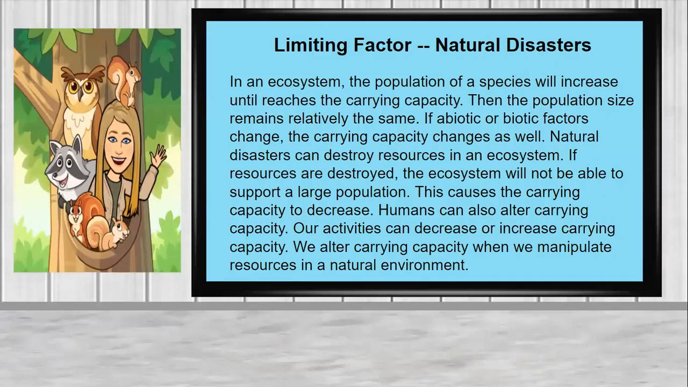In an ecosystem, the population of a species will increase until it reaches the carrying capacity. Then the population size remains relatively the same. If a biotic or abiotic factor changes, the carrying capacity changes as well. Natural disasters can destroy resources in an ecosystem. If resources are destroyed, the ecosystem will not be able to support a large population. This causes the carrying capacity to decrease.